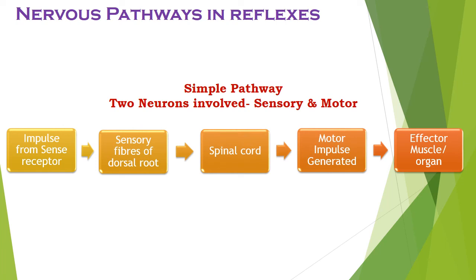Here, what are the different factors included? Number one is the receptor. The receptor will receive the impulse. It will send it to the sensory axon by the dorsal root ganglion. It enters into the spinal cord. The spinal cord will process the impulse, send that response to the motor neuron, and the motor neuron will give the impulse to the effector organ, whether it is muscle or gland. Since there is involvement of only two neurons, sensory and motor, we call it a simple pathway.